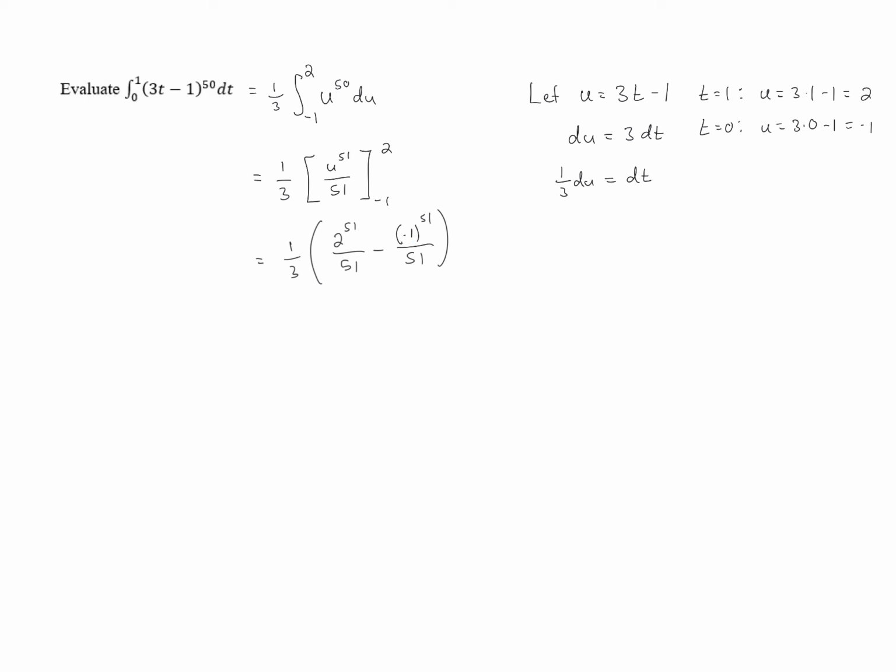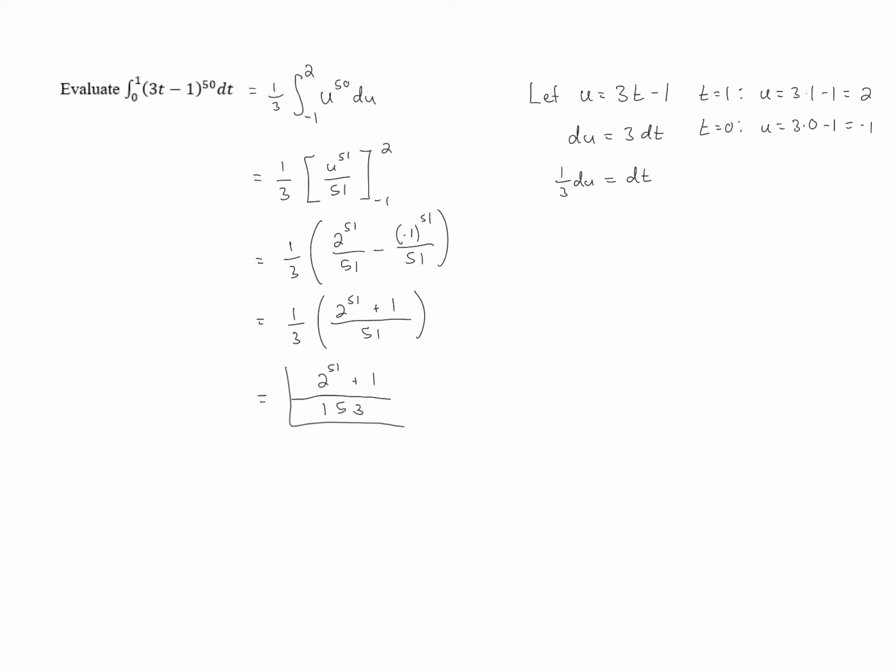Now, (-1) to the 51st is still going to be -1, but when we're subtracting a negative, it turns into adding. So this is going to be 1/3 times (2 to the 51st plus 1) all over 51. And we can just multiply that 3 into the bottom. So this is going to be (2 to the 51st plus 1) all over 153.